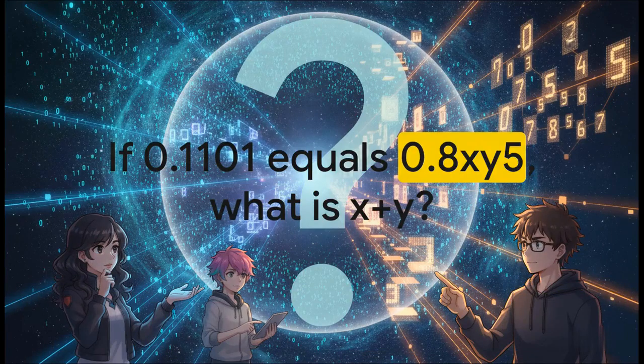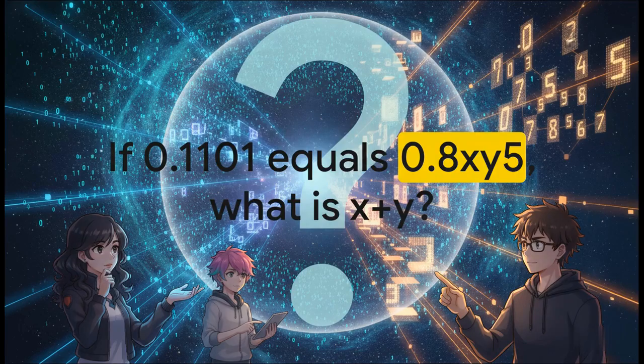The problem asks, if the binary sequence 0.1101 equals the decimal number 0.8xy5, what is the value of x plus y? Honestly, it feels a bit like an encrypted cipher, doesn't it? I mean, we're all super comfortable with whole integers. Give any engineer a binary like 1010, and they'll instantly shout 10 without missing a beat. But throw a decimal point in there, and suddenly we're forced to bridge two completely different realities.